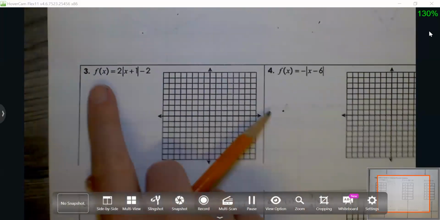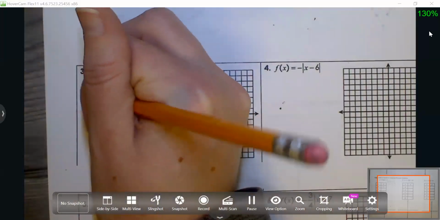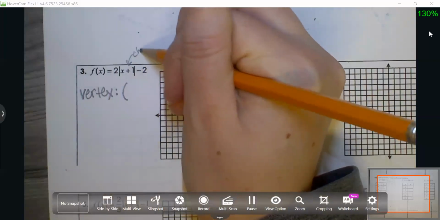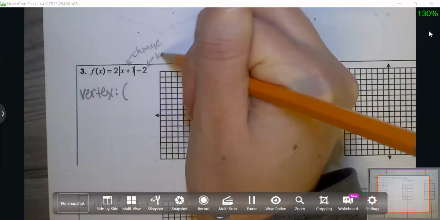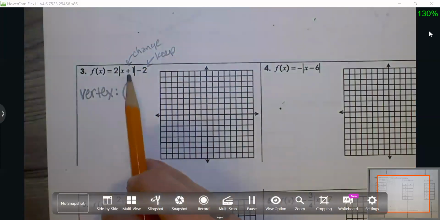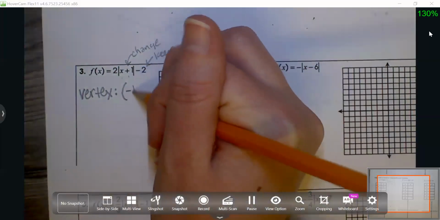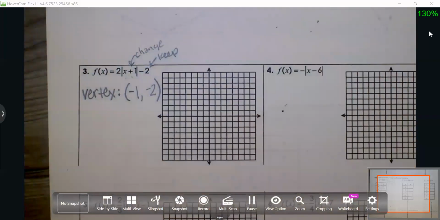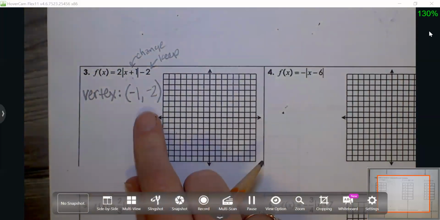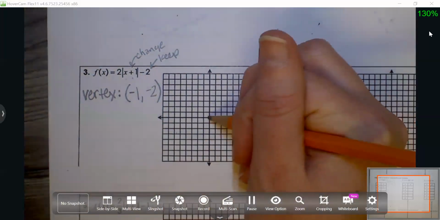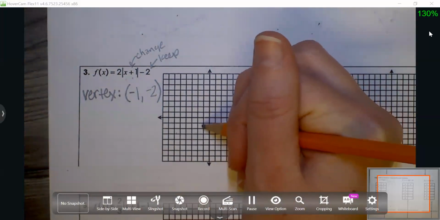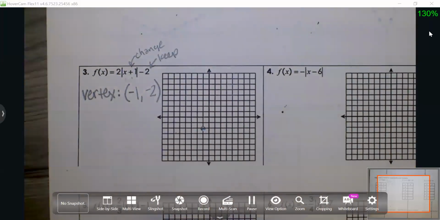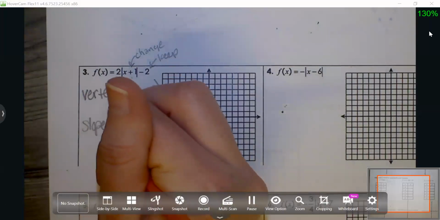On number 3, let's first identify my vertex. Again, we change this sign, keep this sign. So if I have x plus 1, my vertex is negative 1, and minus 2, I'm going to keep that negative 2. All right. Now I'm going to plot that vertex, negative 1, negative 2. I started at my origin. There's my vertex.